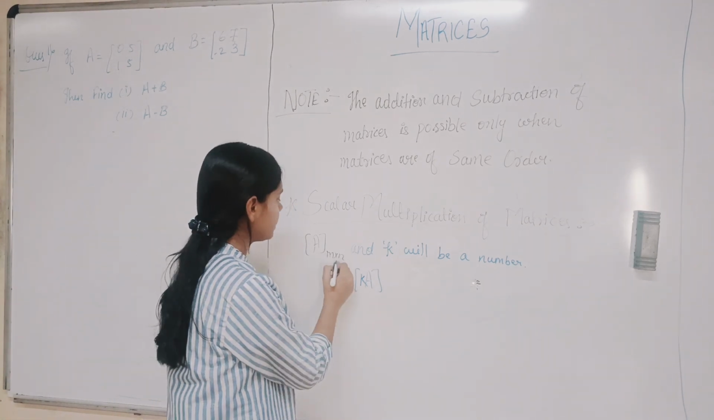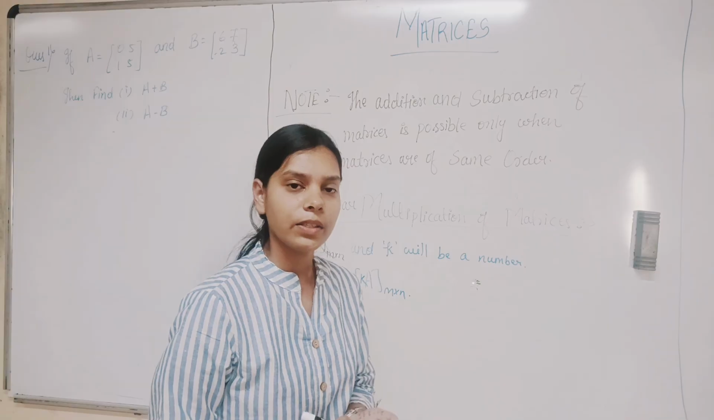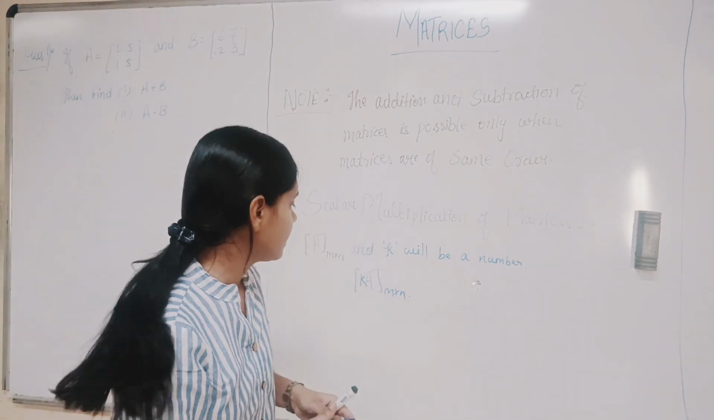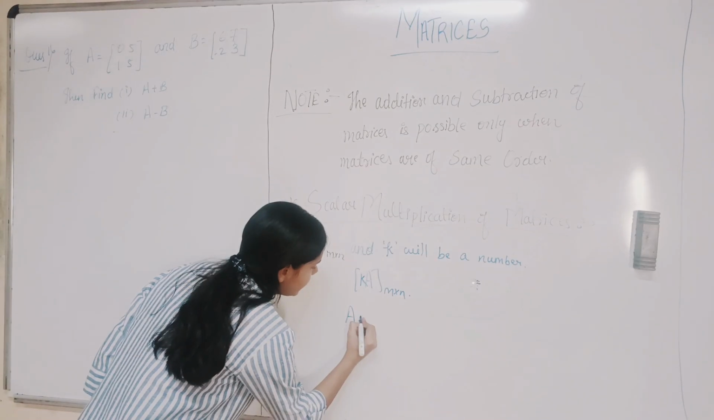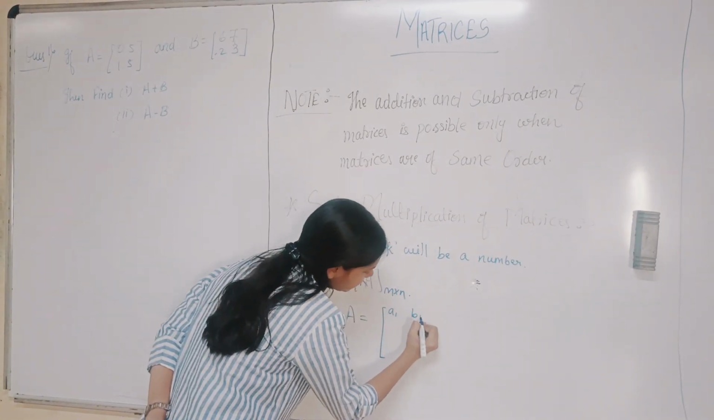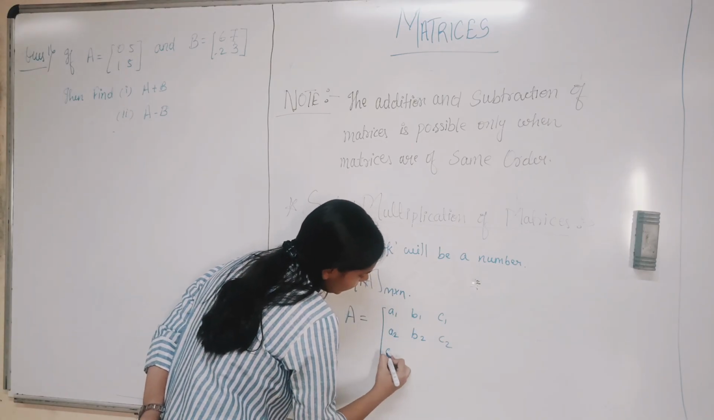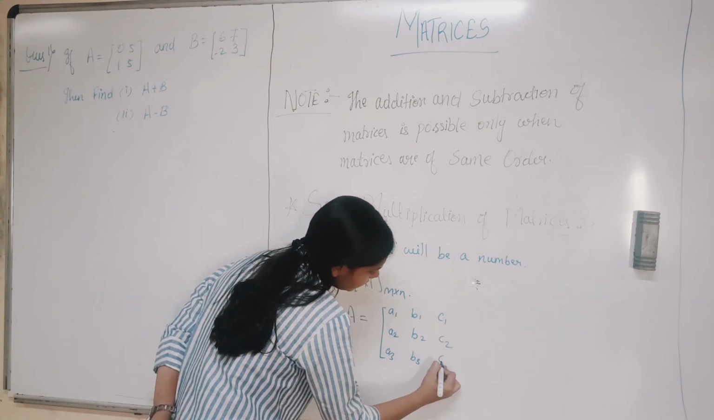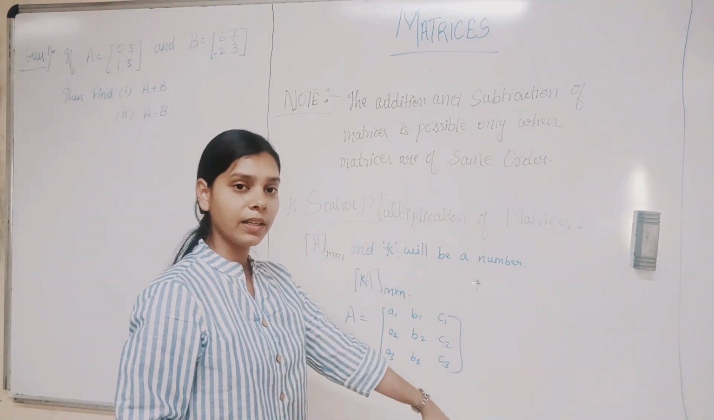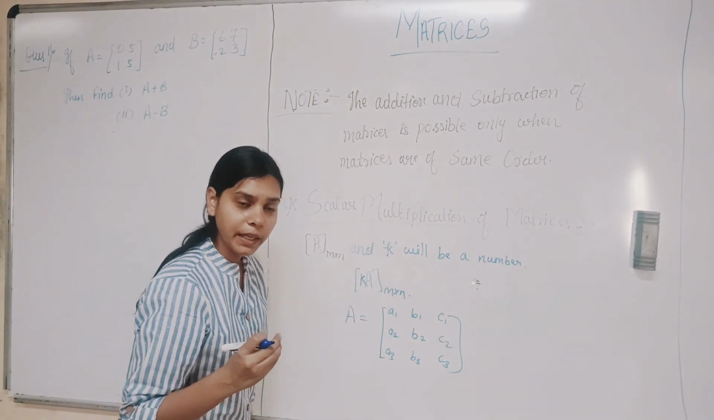Okay, this is a matrix of order m cross n. Now the question arises, what does this definition say? So let us take a matrix A equal to A1, B1, C1, A2, B2, C2, A3, B3, C3. Right? Now tell me anyone, what is the order of this matrix? Here there are 3 rows and 3 columns, so the order will be 3 cross 3.